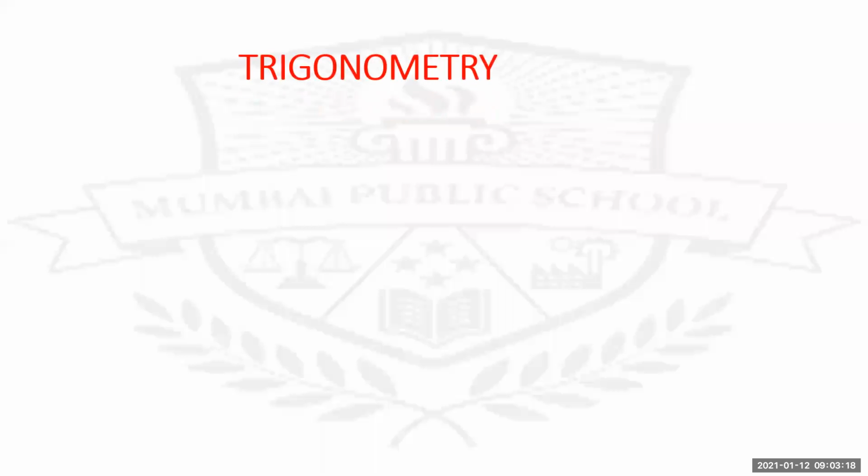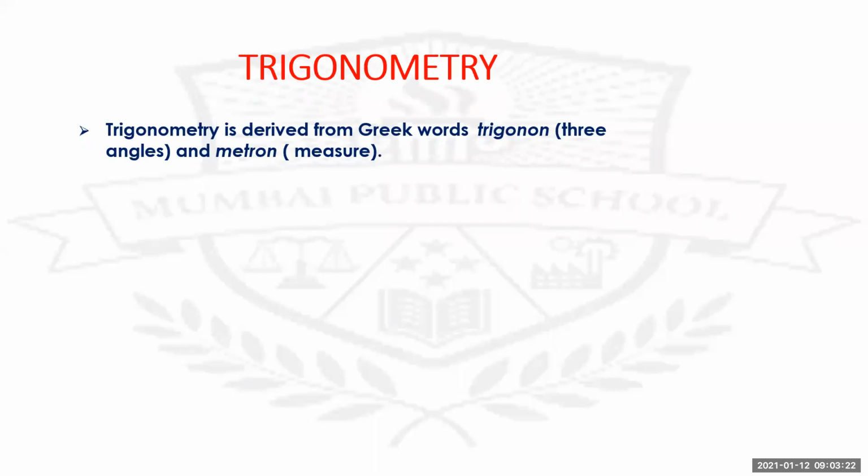Now, what is trigonometry? We'll just go through the definition of trigonometry. Trigonometry is derived from the Greek words trigon and metron. Trigon means three angles and metron means measure. So trigonometry is basically the measurement of three sides, three angles.